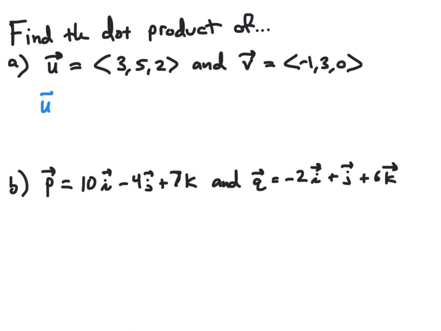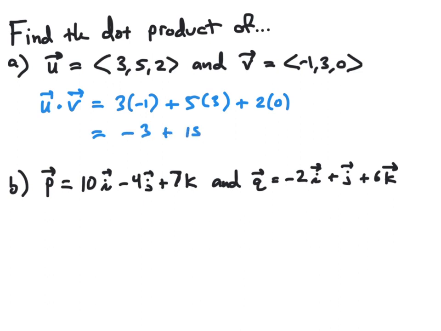For our first pair, we have u dot v. We're going to multiply the corresponding components together and then add up all of the products. Here we have the first components are 3 and -1, so we have 3 times -1. We add to that the product of the second components, 5 times 3. And we add to that the product of the third components, 2 and 0. So here we have -3 plus 15 plus 0, and this is 12. So our dot product of u dot v is going to be 12.